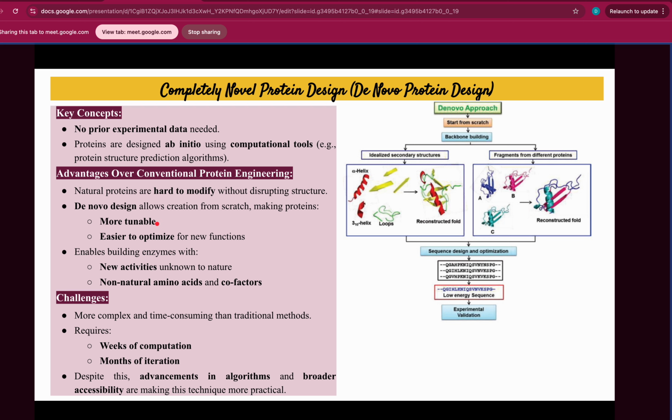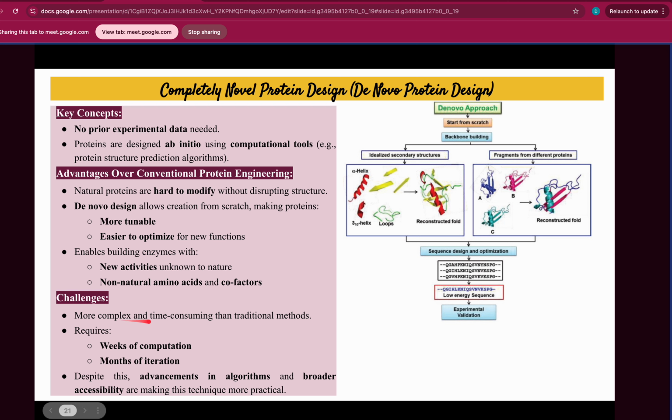As it is tunable, it is easier to optimize, and it also helps us to build enzymes with new activities and non-natural amino acids, because we are designing it from scratch. So we can also insert some non-natural amino acids so that it can improve the functionality of that particular protein.